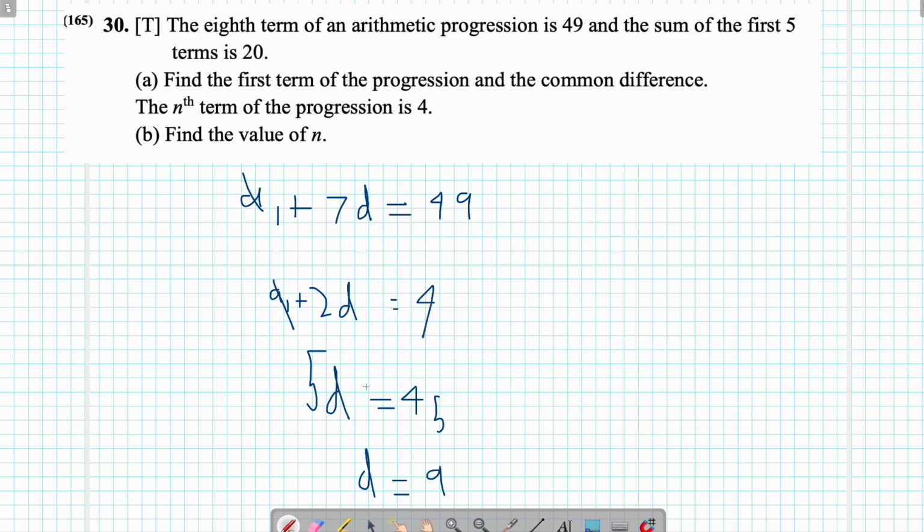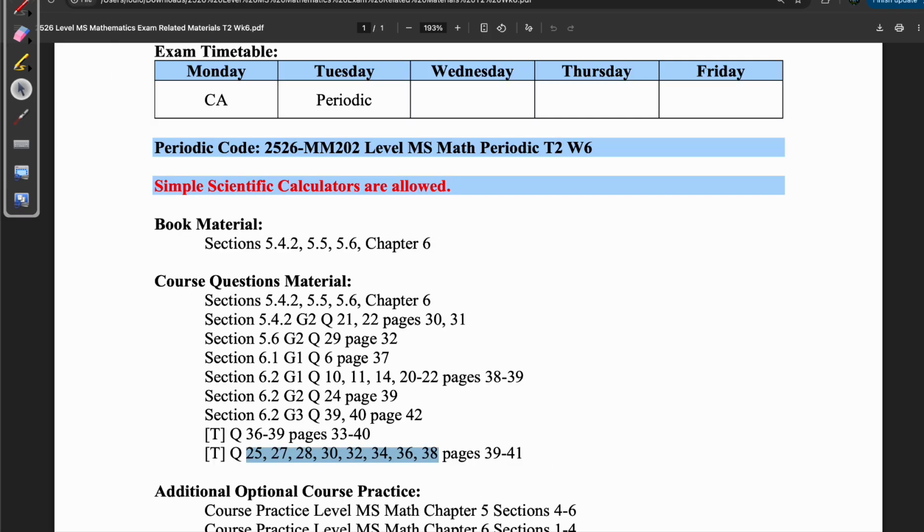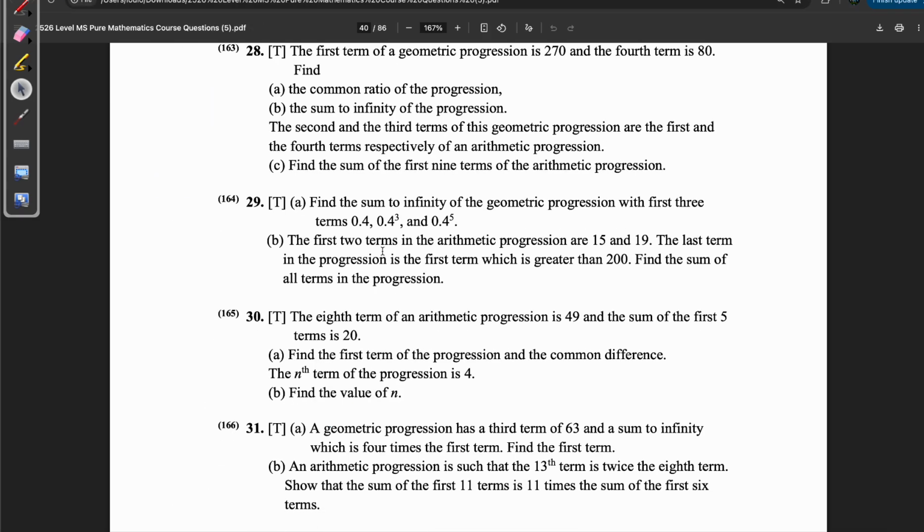And then we substitute here. I get a1 is equal to negative 14. And then they want the nth term, so negative 14 plus n minus 1 times d, you distribute, so plus 9n minus 9 is equal to 4. You get n is equal to 3. That's it for 30. We have, if I'm not mistaken, 32, 34, 36, 38.